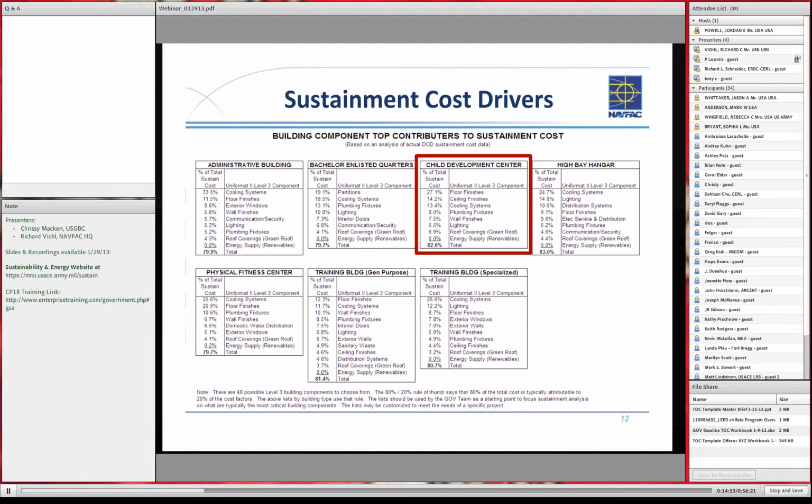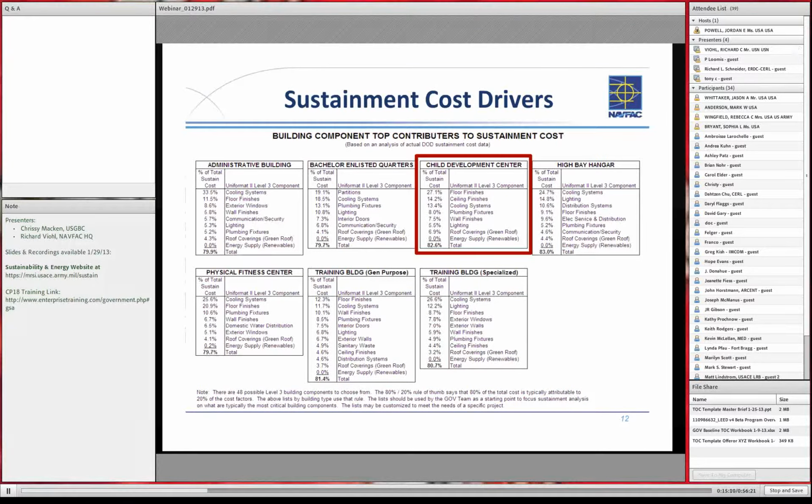This is just a visual for the top cost drivers in sustainment for 7 of those 14 facility types, just to give you a flavor of the differences that you can see between different types of facilities.